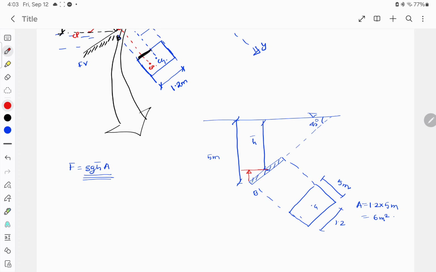ये वाला पार्ट कैसे निकालेंगे? सो दिस डिस्टेंस इज हाउ मच? यहाँ पे आइए, दिस डिस्टेंस इज हाफ ऑफ 0.2. सो ये डिस्टेंस कितना हो गया? 0.6. ये एंगल कितना है? 45 डिग्री. सो लेट अस ब्रिंग आउट दिस ट्राइंगल.